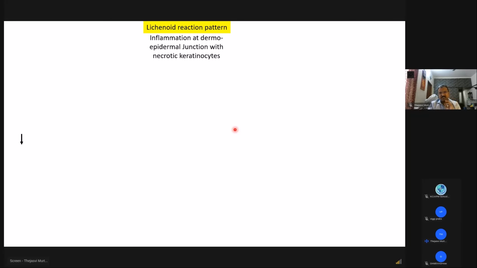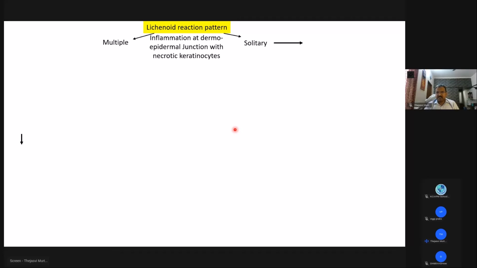So when you call lichenoid reaction pattern, it is inflammation at the dermoepidermal junction with necrotic keratinocytes. So if you're seeing this, you can call it lichenoid reaction pattern. Now, clinically, whether the lesion is solitary or multiple, here again, a little clinical detail becomes important, whether the lesions are multiple or solitary.